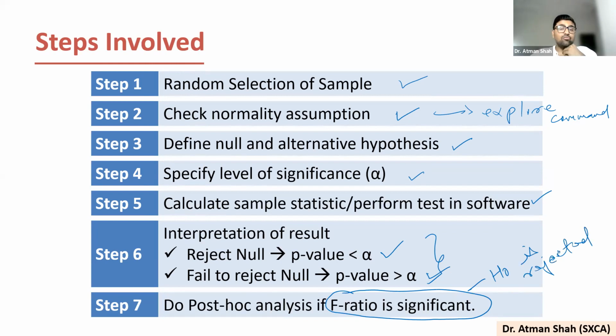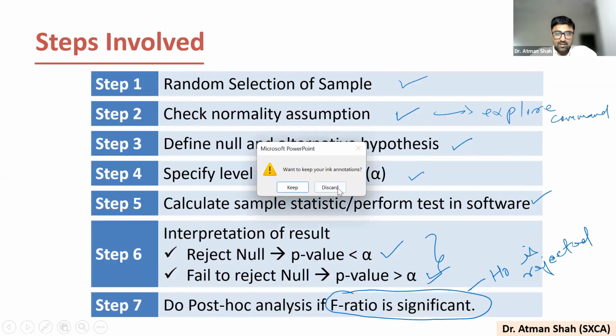Right? If H0 is not rejected, that means you don't have any significant difference. So all groups are equal, and therefore there is no reason to perform post hoc analysis. Let me share my SPSS screen.